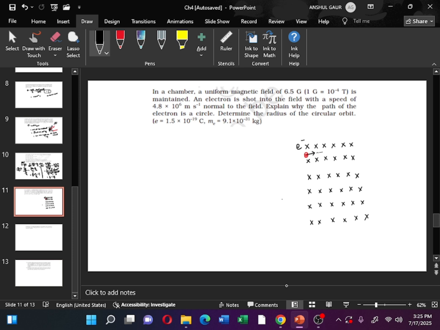The charge of the electron, small e, is 1.6 into 10 to the power minus 19 coulombs, and the mass of the electron is 9.1 into 10 to the power minus 31 kg.